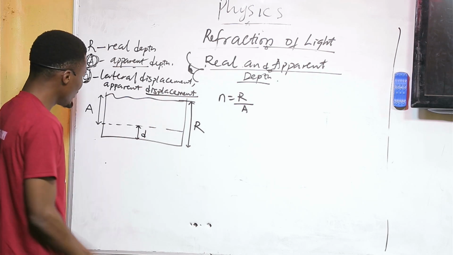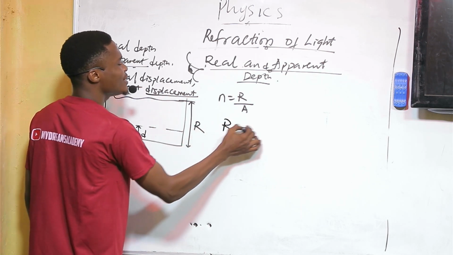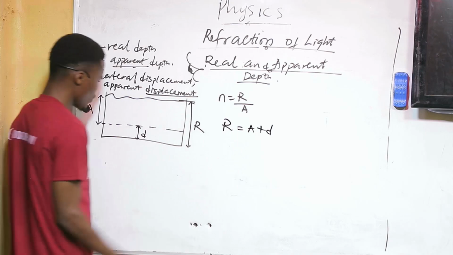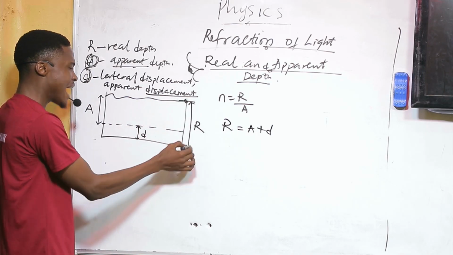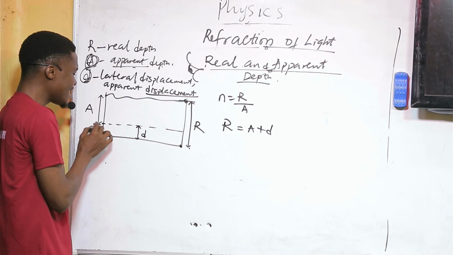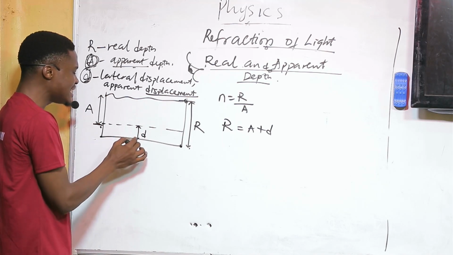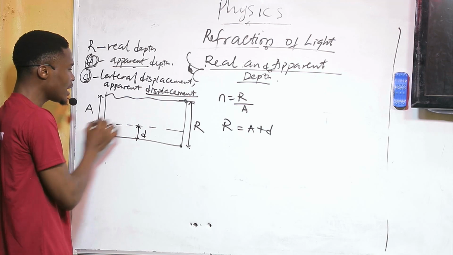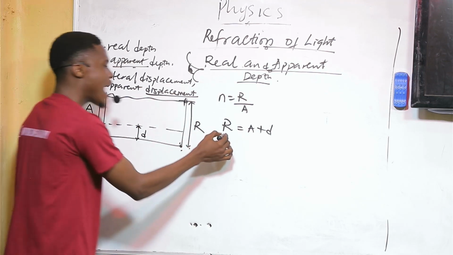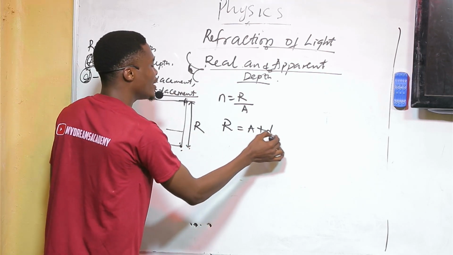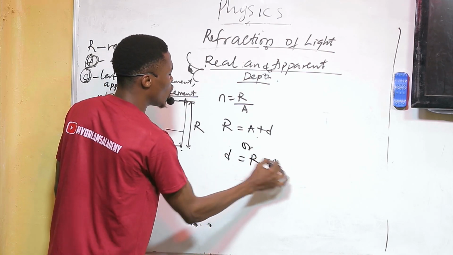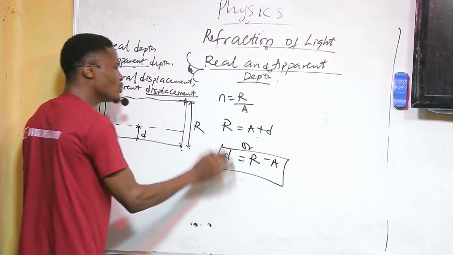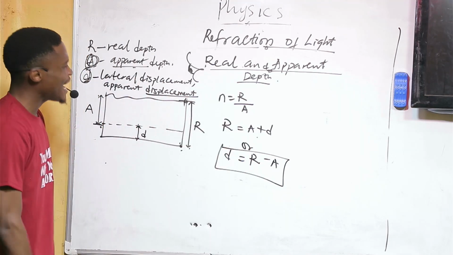Now looking at this formula, you see that we can say R is equal to A plus D. What does that mean? Remember, from here to this bottom is R. From here to here is A. So this small side, which is D, if we add it to this A, we'll get the total height. So R is equal to A plus D, or you say that D is equal to R minus A. So we are going to be using this formula to solve examples.